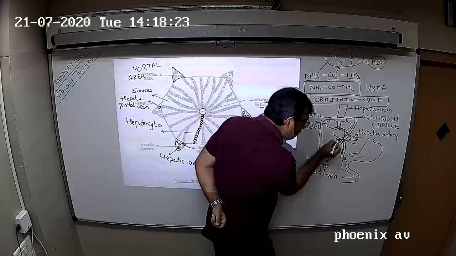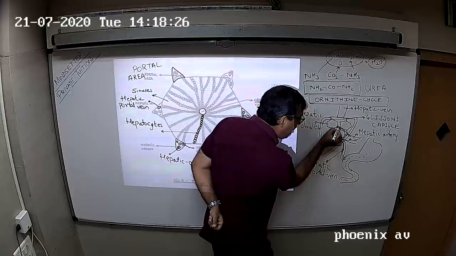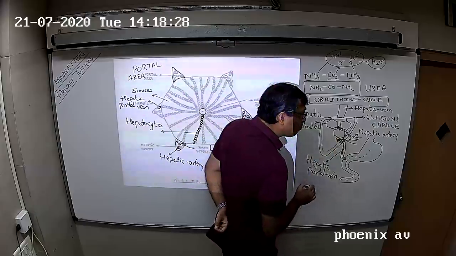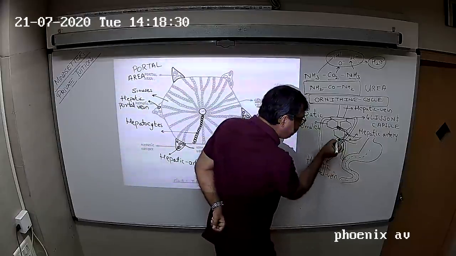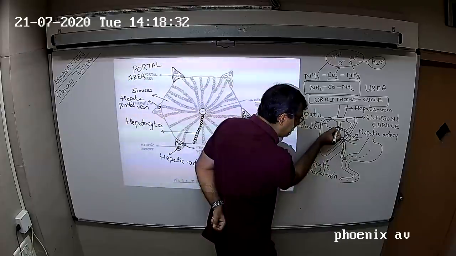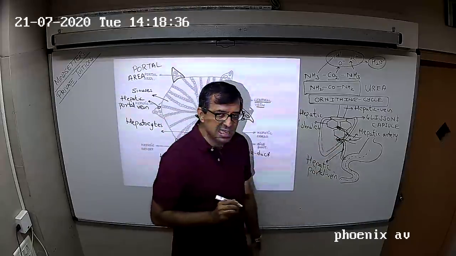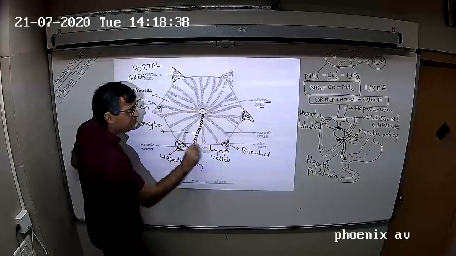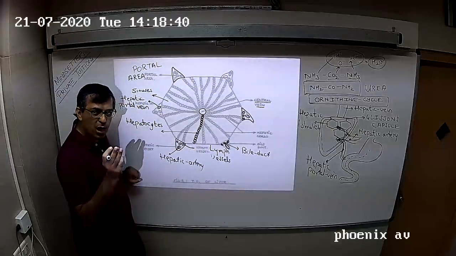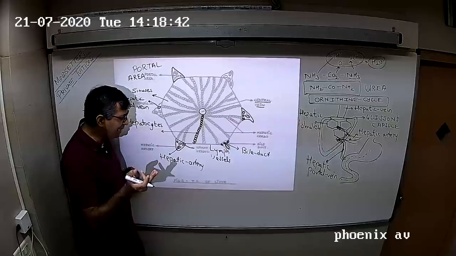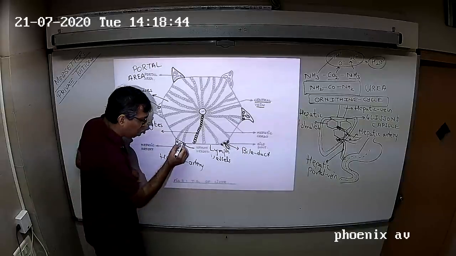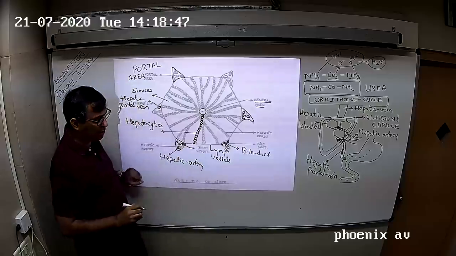So, each portal area has a branch of the hepatic portal vein. Hepatic portal vein ka ek ek branch yahan aa jata hai. And along with blood vessels, there are always lymph vessels. Blood jab bhi ooza hota hai, uspe se lymph banta hai. So there are vessels which are called as lymph vessels.